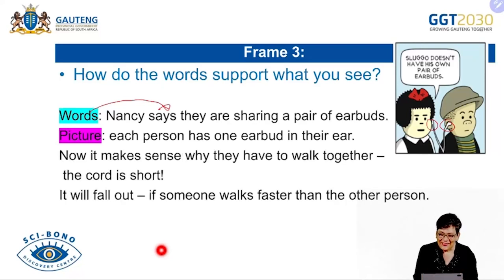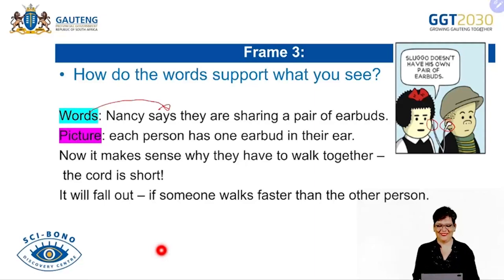And now it makes sense why they're walking together. The cord is short. If one walks faster than the other one, then the earbud's going to fall out. So they have to walk in sync.